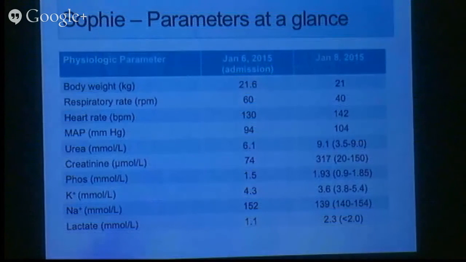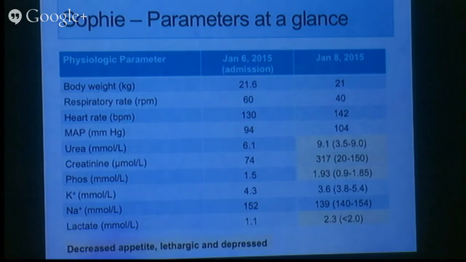So let's look at some of her parameters. Her resp rate's down, her heart rate's still reasonably well controlled, and her urine pressures are pretty darn good. But check out what happens. We had a normal urea and creatinine to begin with. Look at those. This is 24 hours, and her urea has jumped to 9.1.